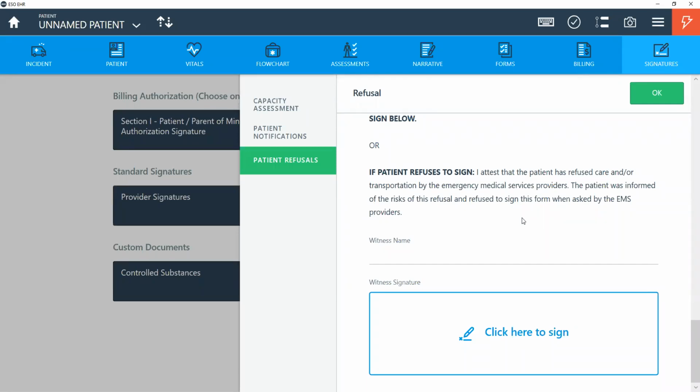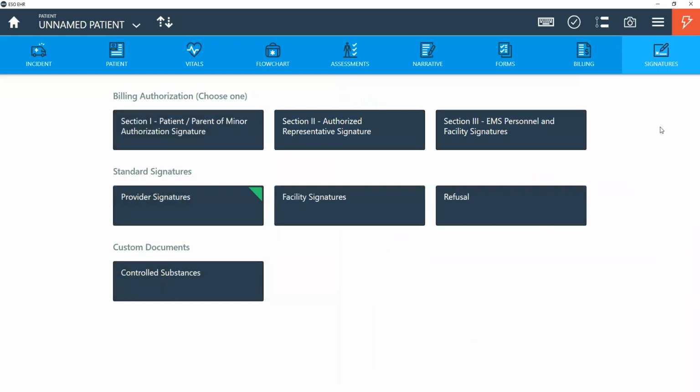We want that person to attest that you did the best job you could in those situations where that patient really should have gone to the hospital. And that is the forms, billing, and signature tab.